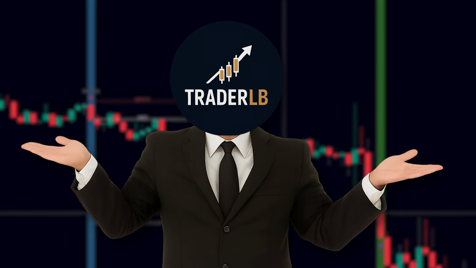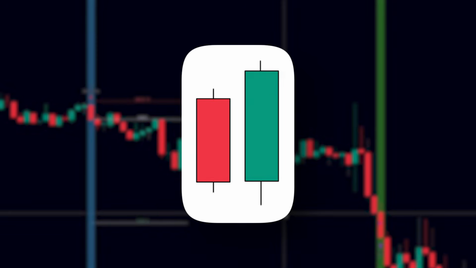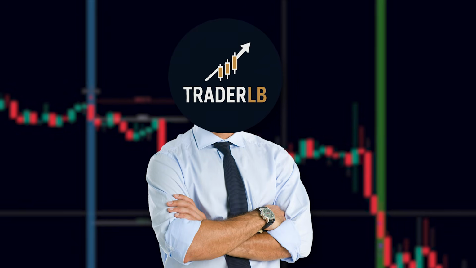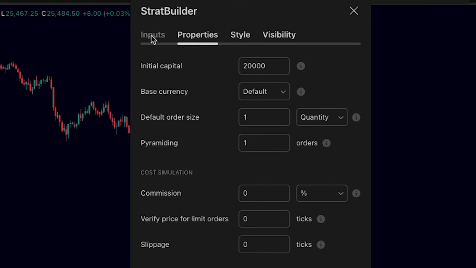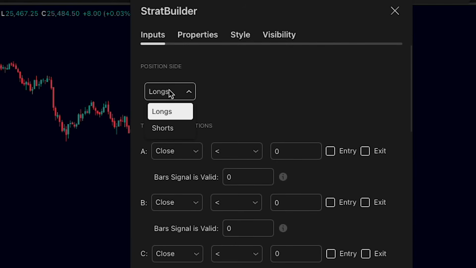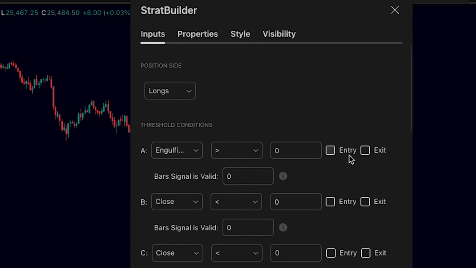Now let's try using a similar template as this short strategy to build a long strategy using bullish engulfing candles. I went ahead and already did some testing to find the best settings for this to save you some time. We're still going to use the same initial capital and order size, but make sure position side is set to longs. Now we select engulfing candle bullish is greater than 0, then click entry.